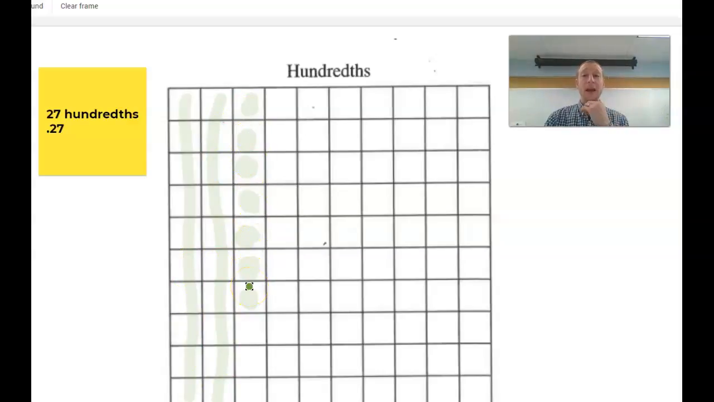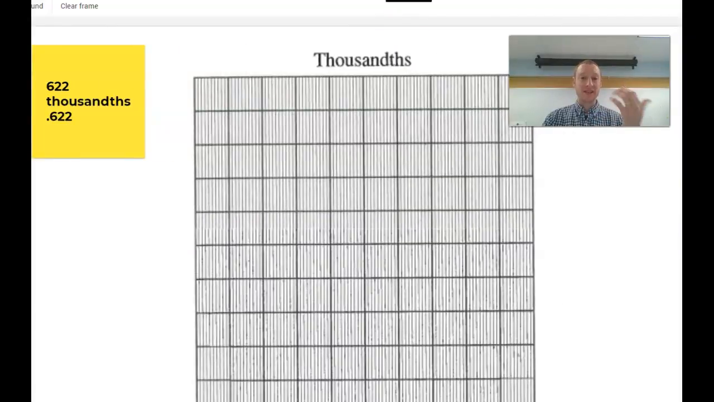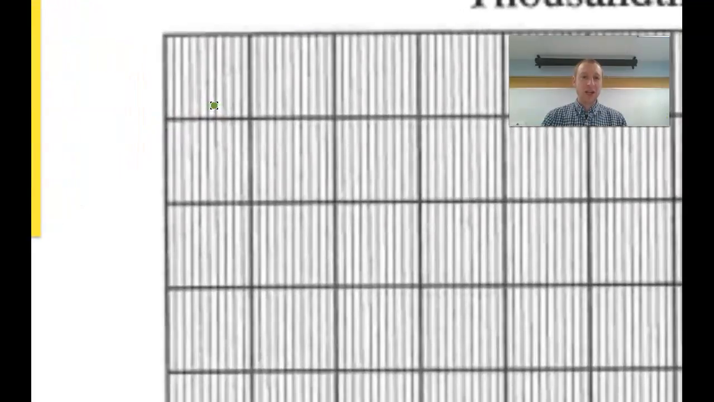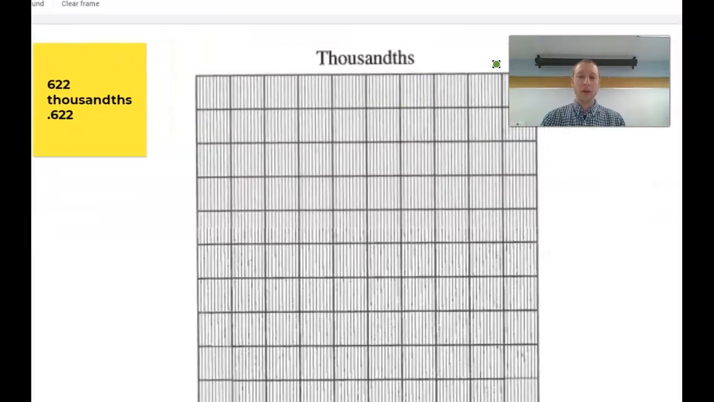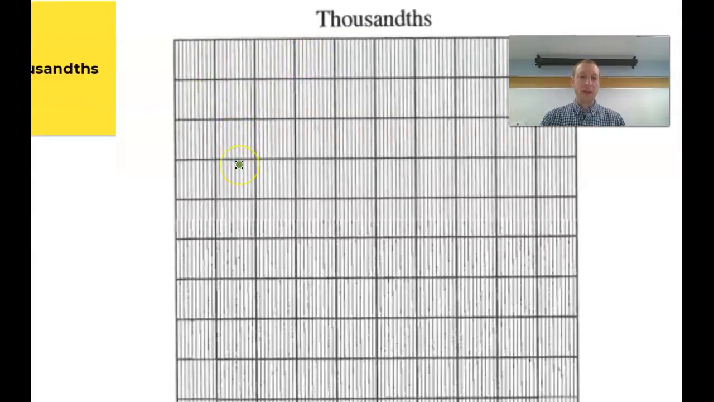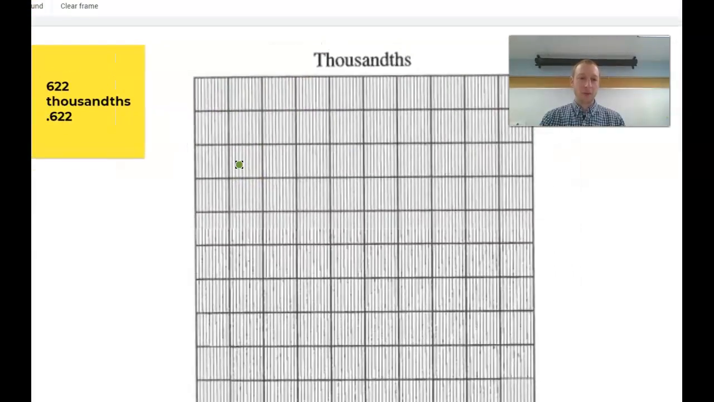Okay? Now, what if we split each of these hundredths into 10 equal pieces? Then we would get thousandths. So now you can see in each of these hundredths boxes, I'll zoom in a little bit, each box is a hundredth, and now we split each hundredth into 10 equal parts. And so each of these little lines is a thousandth. And if we were to count up all the little lines in this whole thing, we would end up with 1,000 of them.